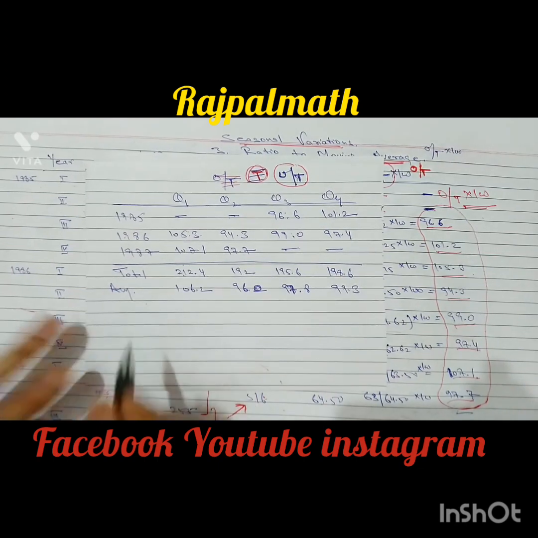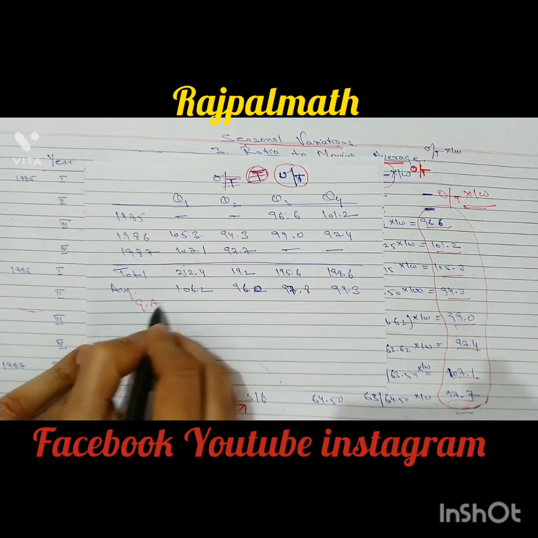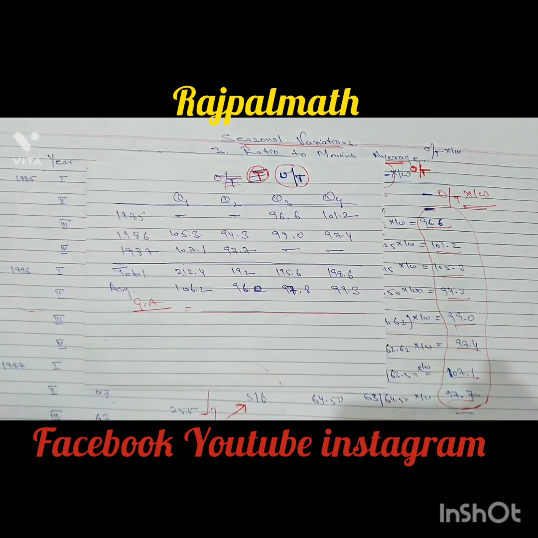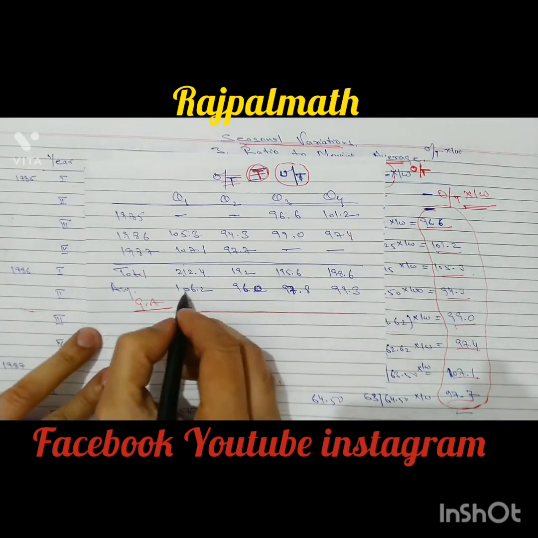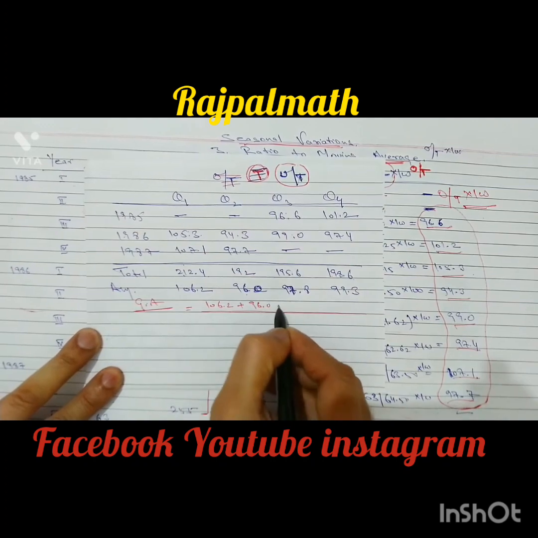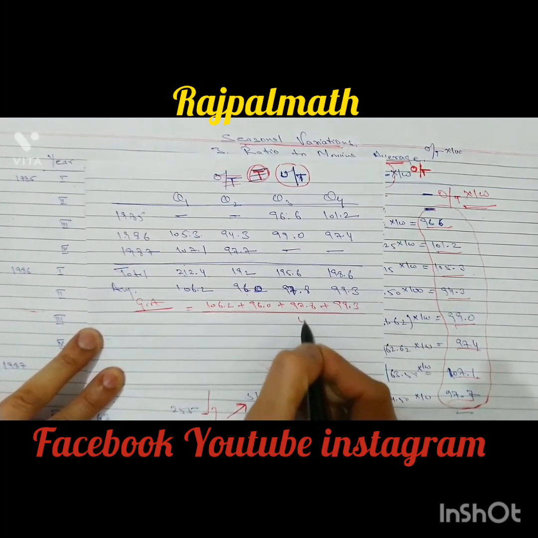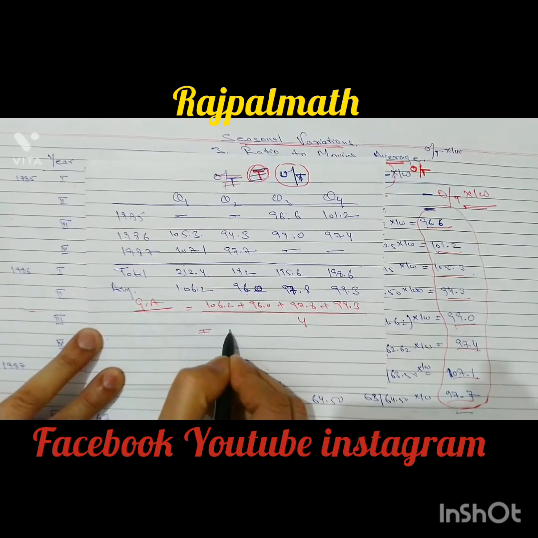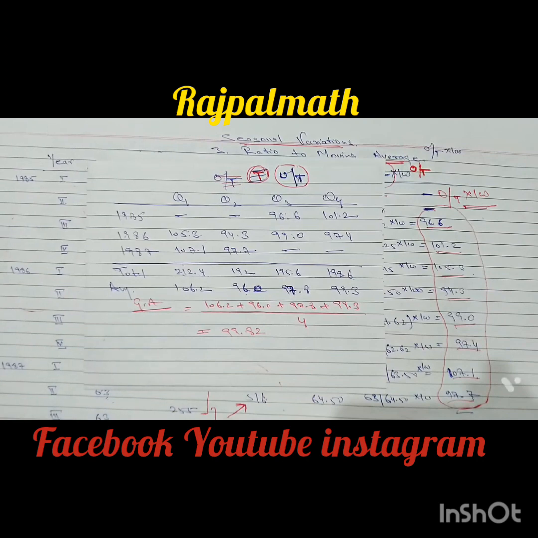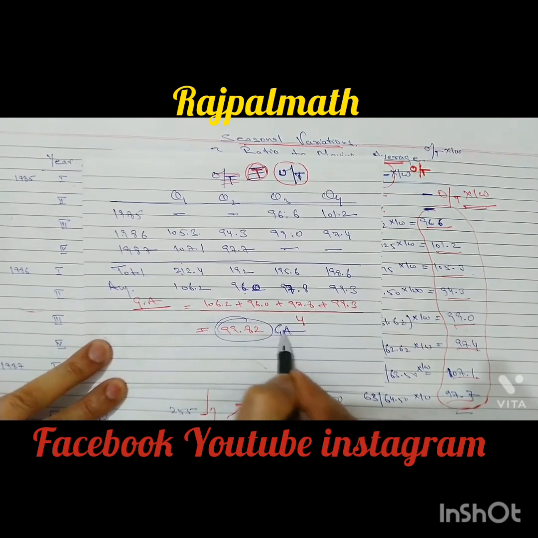Now calculate the grand average. Grand average, the average of the averages. First is 106.2 plus 96.0 plus 97.8 plus 99.3 divided by 4. We get 99.82, which is the grand average.